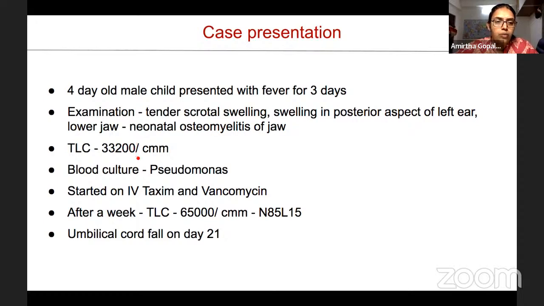What was striking was a very high WBC count of 33,000. With a diagnosis of sepsis and a blood culture showing Pseudomonas, he was treated with IV taxane and vancomycin. However, after a week, the total leukocyte count continued to rise and went up to 65,000. It was a predominantly neutrophilic count. This child also had a delayed fall of the umbilical cord, on day 21 of birth.